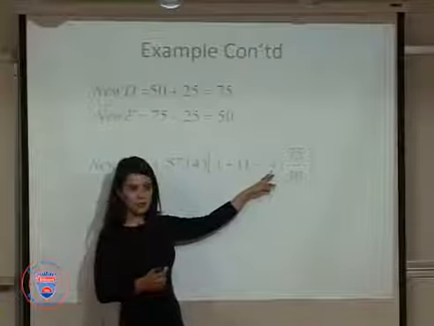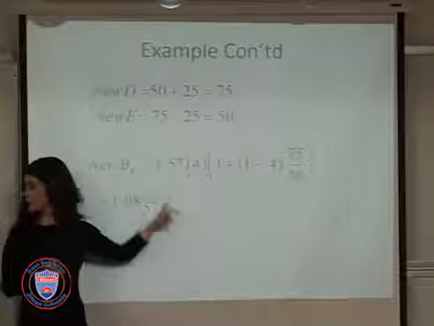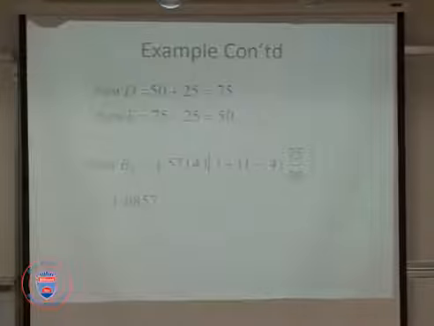Tax rate is still 40%. This is the asset beta. So actually, this is using this formula in the common parentheses.